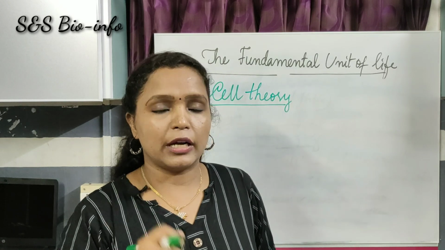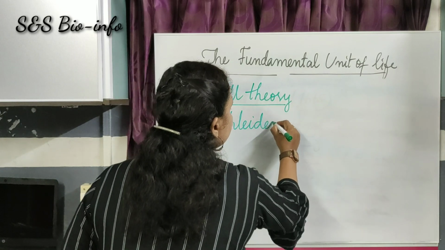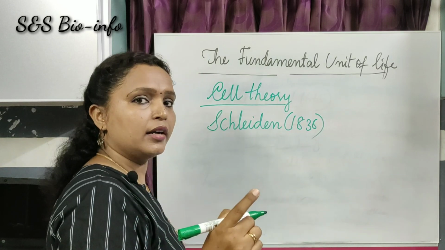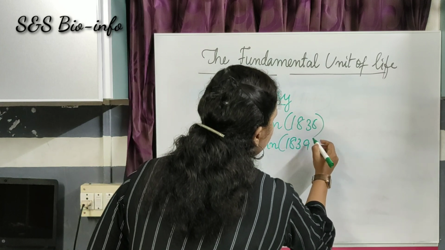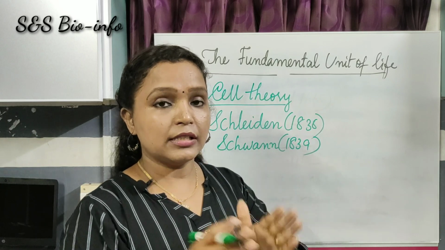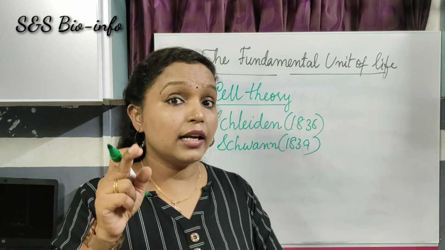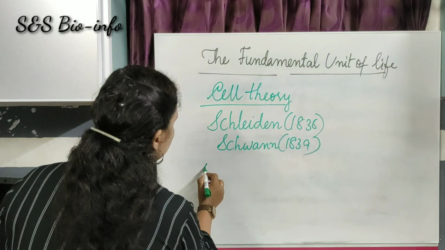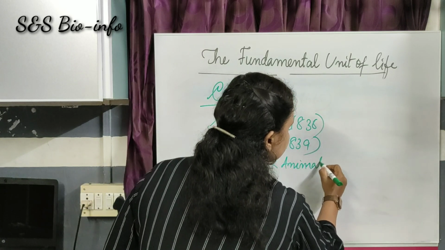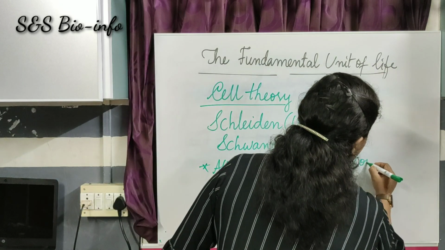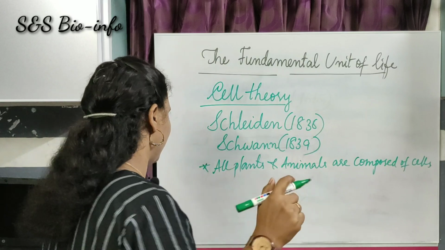Cell theory was proposed by two biologists named Schleiden and Schwann. Schleiden in 1838 and Schwann in 1839 proposed the cell theory. The cell theory states that all the plants and animals are composed of cells and the cell is the basic unit of life. The first point, all plants and animals are composed of cells.